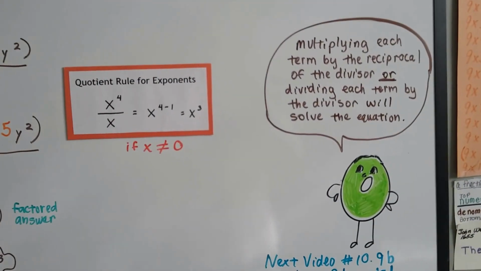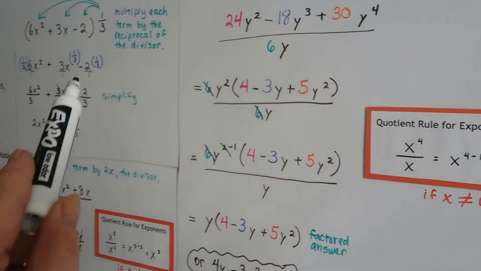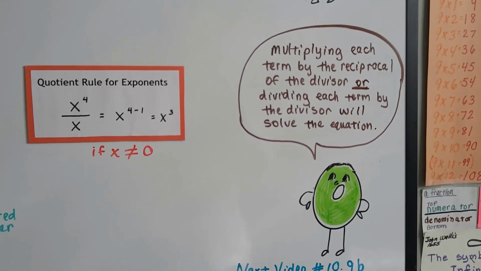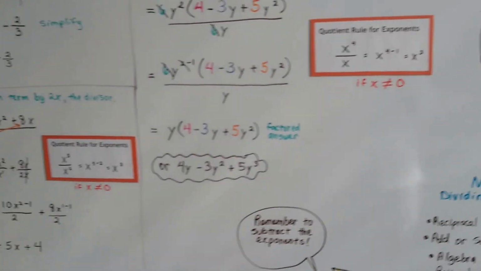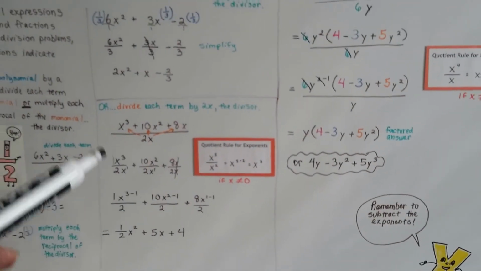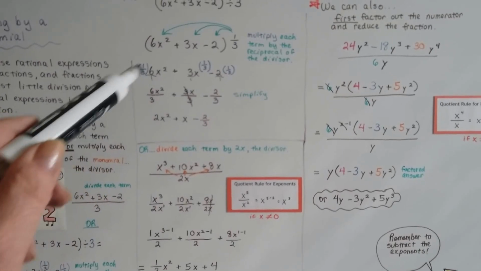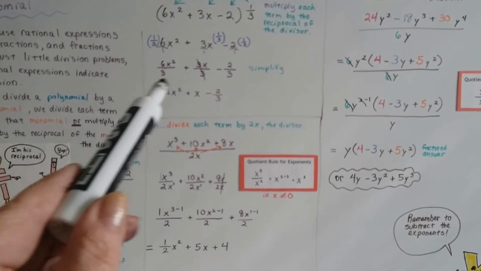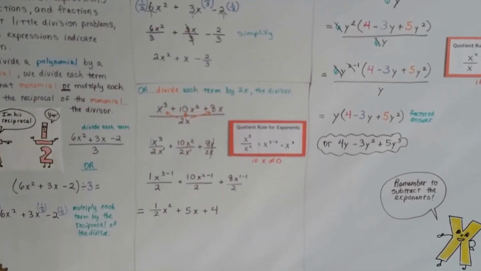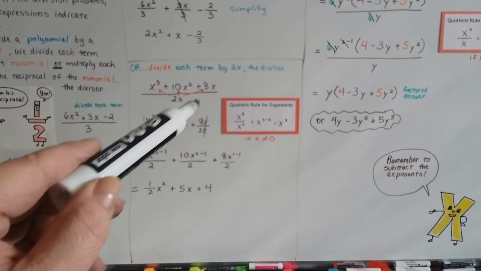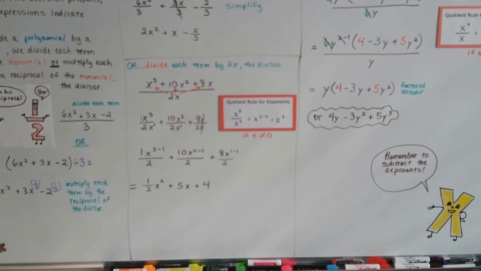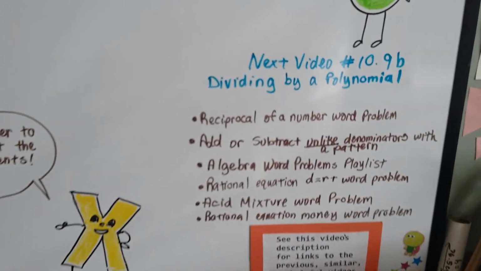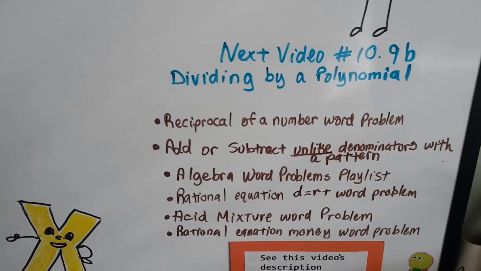Multiplying each term by the reciprocal of the divisor, like we did right here, or dividing each term by the divisor will solve the equation, okay? So you can either multiply each term by the reciprocal of this divisor, flip it around, and just multiply each term and then simplify it, or divide each term and then simplify. See? All right? So our next video, 10.9b, is going to be about dividing by a polynomial.